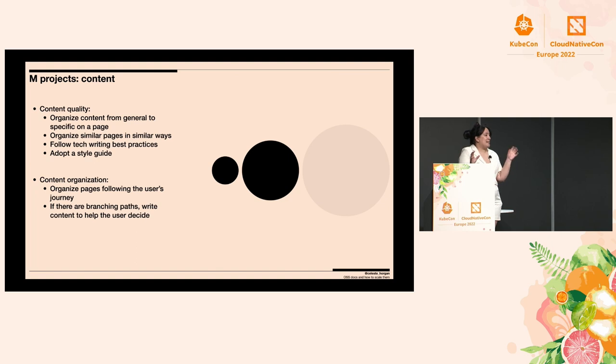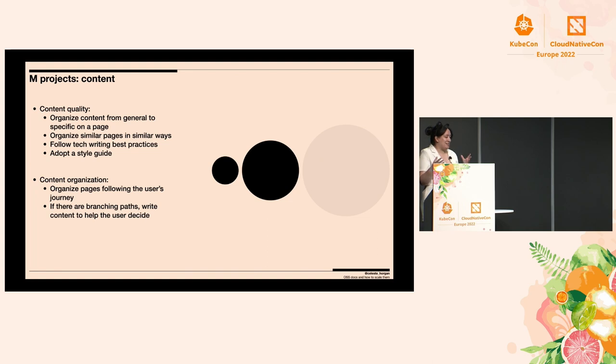If you're organizing similar pages in similar ways, or you're, for example, following a template, that's also going to go a long leap towards your content quality. In the world of documentation, we call this parallelism, and it actually aids in users' understanding and retention of content when similar pages have similar content structures. Follow tech writing best practices. I will have a full slide on this after, so I'm not going to go into too much detail there. And the last thing is, it's time to think about adopting a writing style guide, but if you don't do it at this stage, you're not hooped.